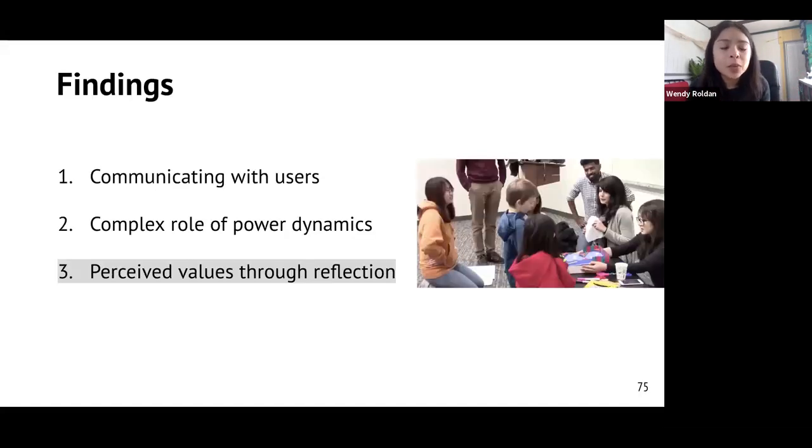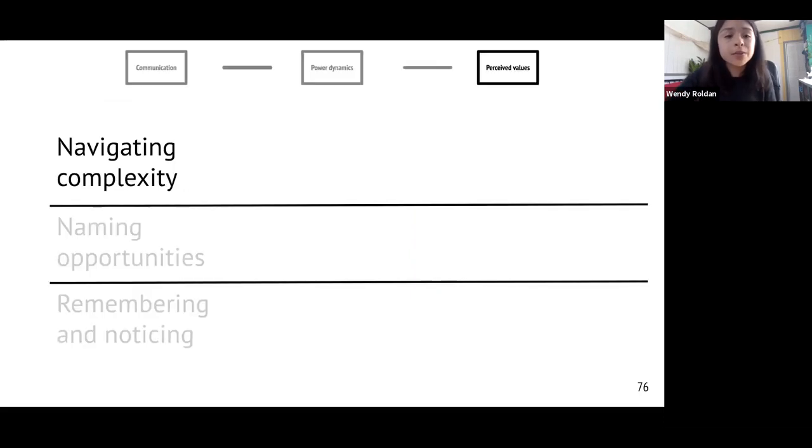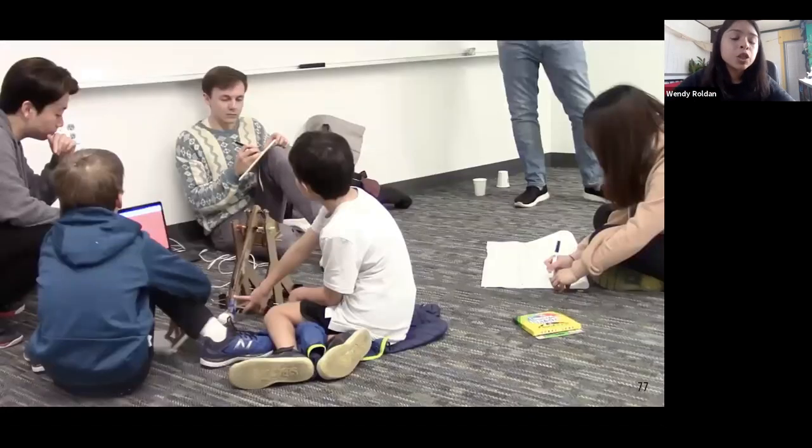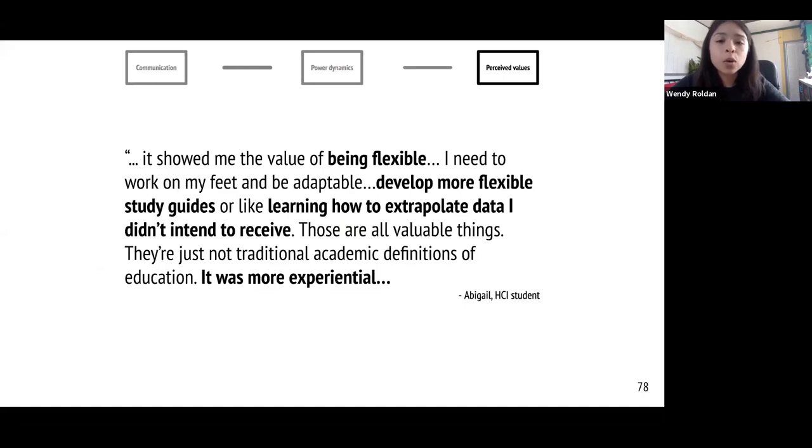And for our third finding, we highlight the perceived values through reflection that we saw in the use of our video probes and our follow-up interviews. And in our paper, we talk about the role of navigating complexity in this experience and naming opportunities, that students named opportunities for future improvement as designers, and also the difference between remembering an interaction and noticing the interaction after watching their video clips.